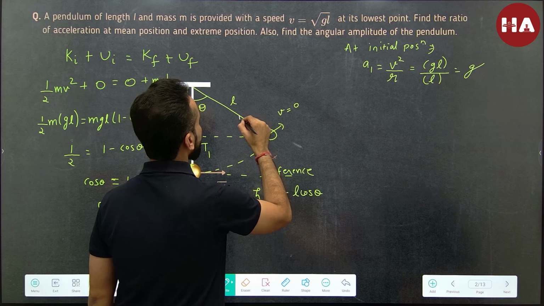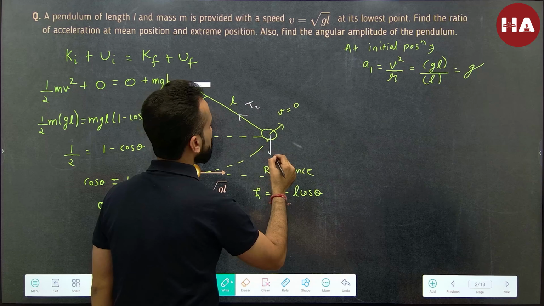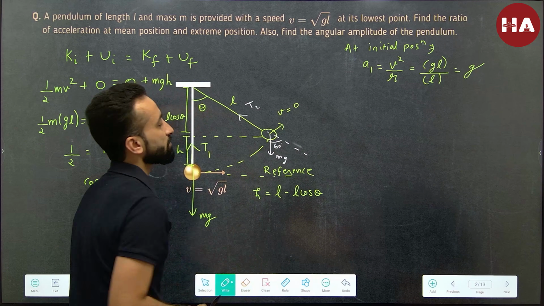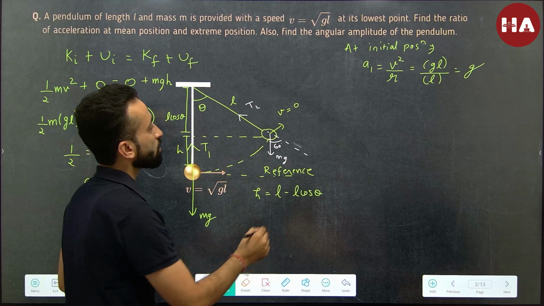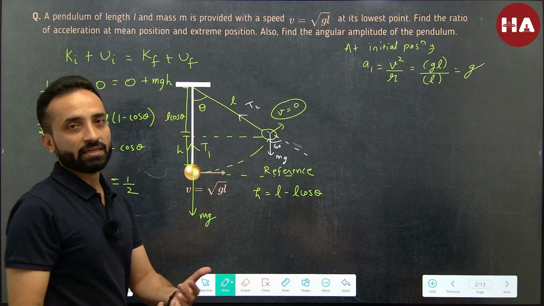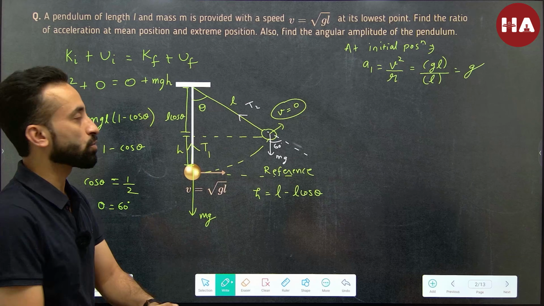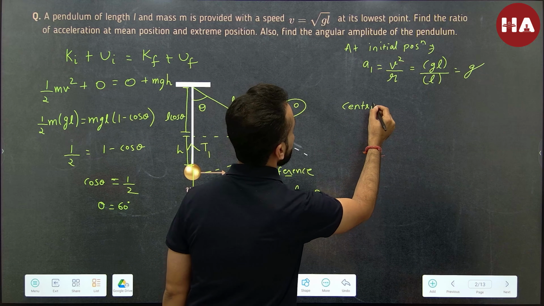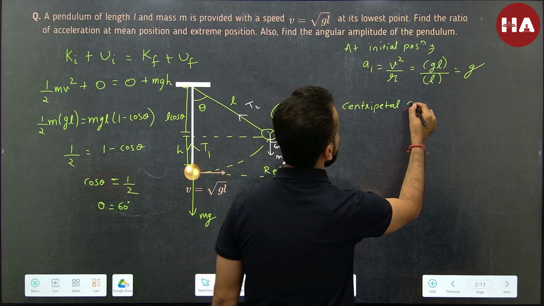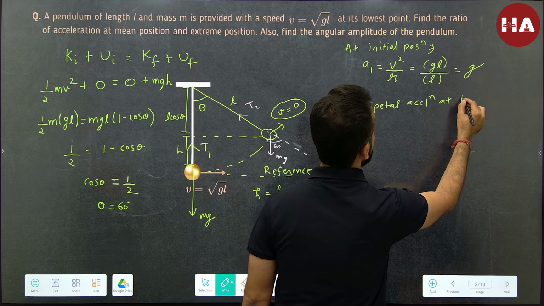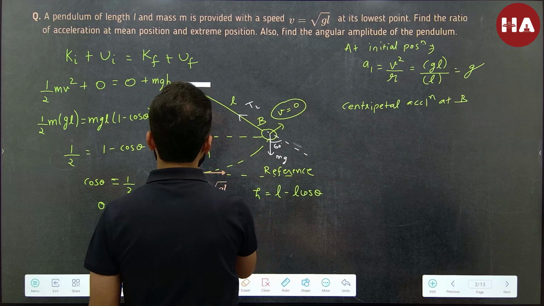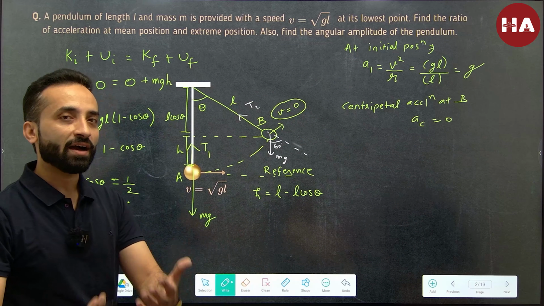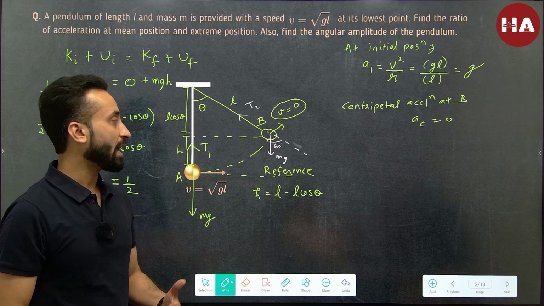Let's draw the free body diagram here now. So this is T2, this is mg, and this angle is obviously 60 degrees that we have just found out. Now, since the velocity is 0 at the last point, can we say that the centripetal acceleration at B, let's call this point B, is going to be 0, isn't it? Why? Because v square by r is 0. Still, can it have an acceleration?